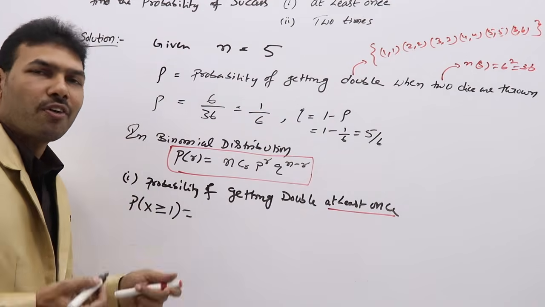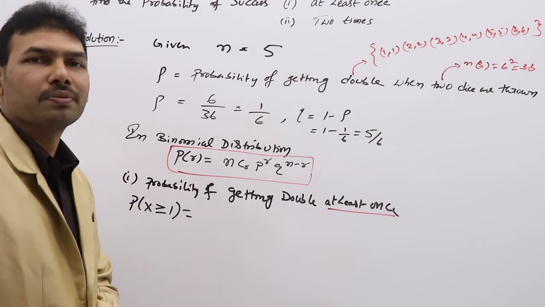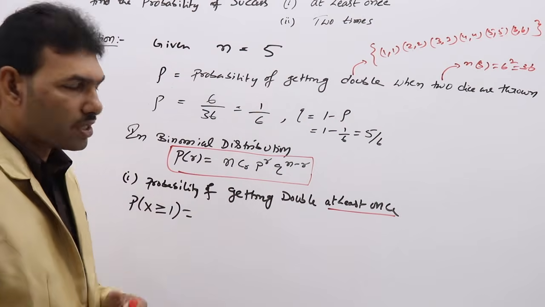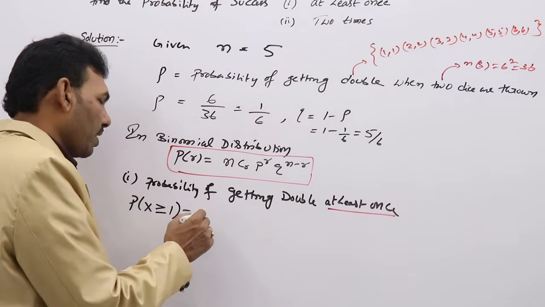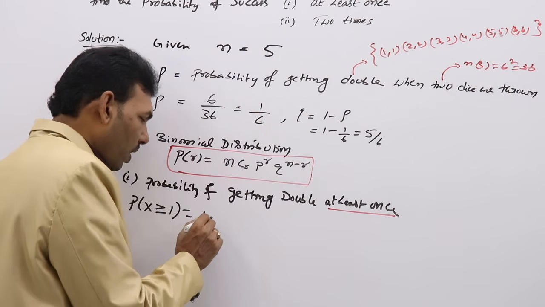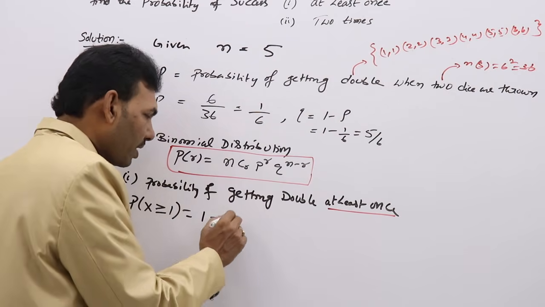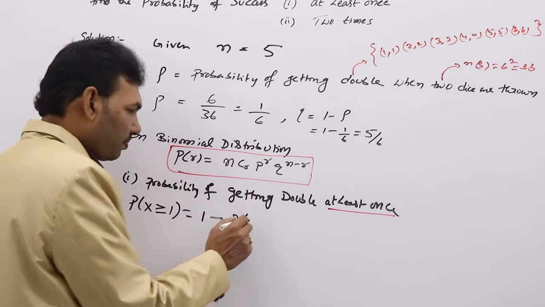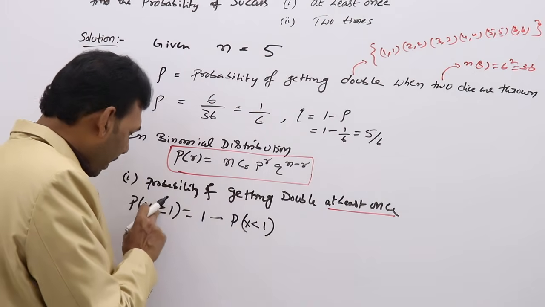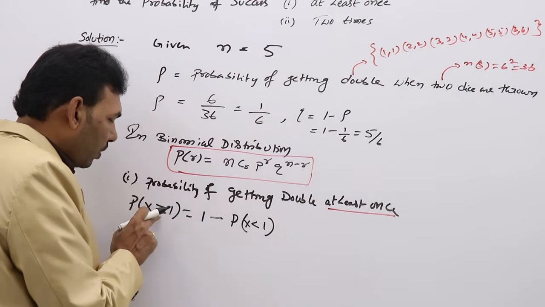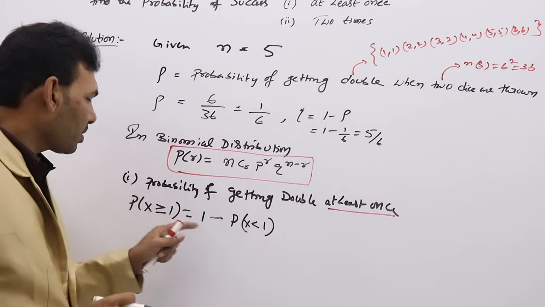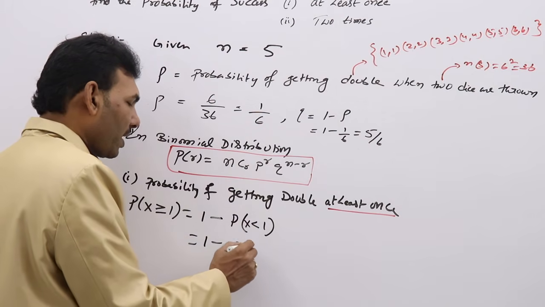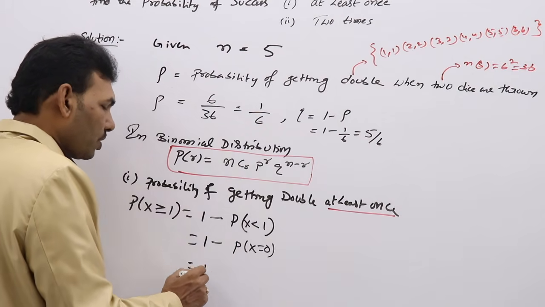Instead of adding 5 probabilities by applying this formula 5 times, we use the indirect case. I said in the previous problem, indirect case means 1 minus P of the complement. If you have greater than or equal to, make it less than. If you have equal to here, don't keep equal to; if you don't have equal to, keep equal to. X less than 1 means only one case, that is P of x equal to 0.